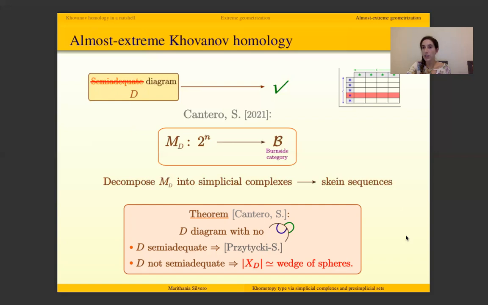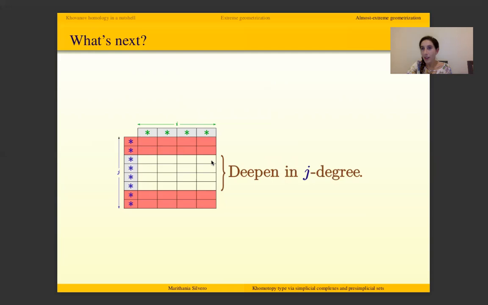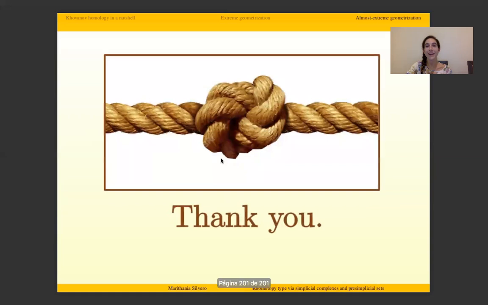So with this fact, we have other results simplifying computations of Khovanov homotopy type, let's say, or of the Khovanov spectrum. And this is what I wanted to tell you. Now, the next goal will be to go deeper in J degree and see what we can say if we go farther and farther from the top and the bottom. So this was what I wanted to tell you today. Thank you.